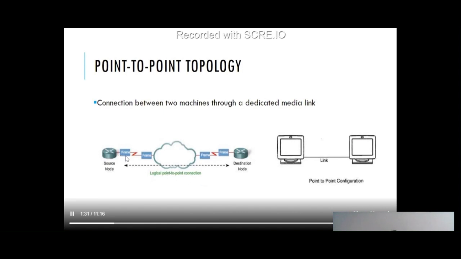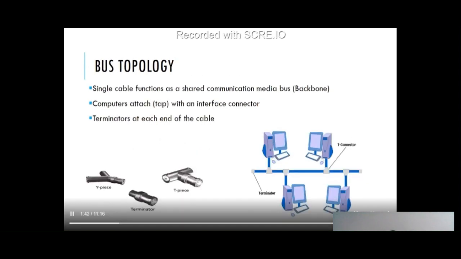Here you can see frame one, frame two, a system transferring data from source to destination. So when we send information, it goes one frame at a time.